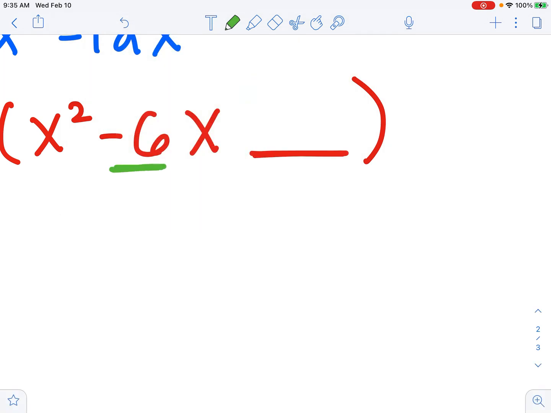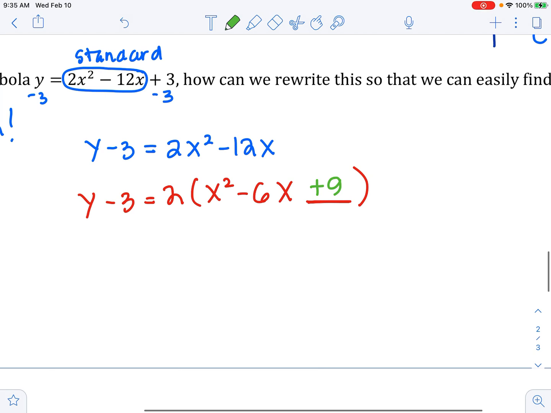So in order to get that to happen, you're going to take half of b, which is negative 6, and square it. Half of negative 6 is negative 3. Negative 3 squared is 9. Okay, so now I just made that a perfect square trinomial. But by adding 9 to that side, I just changed the value of the right side of the equation. And I can't just add 9 over here to balance it because it's not 9. It's 2 times 9, which is 18. So I have to add 18 to this side.